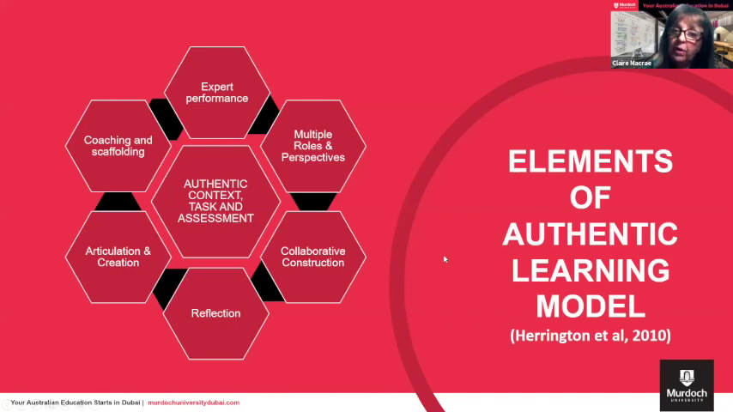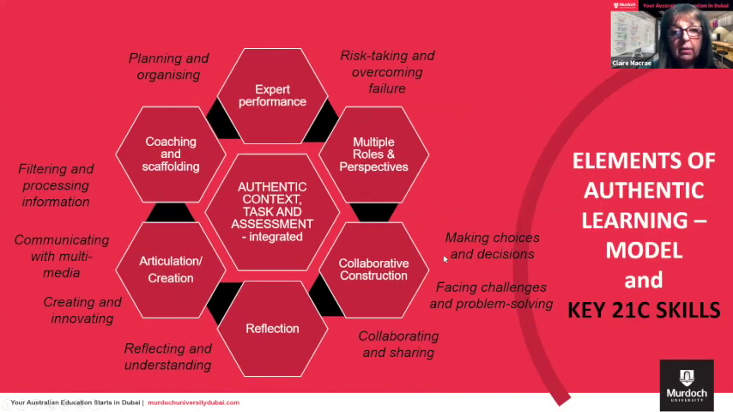Outline. And if we just very quickly look at the key 21st century skills, we can see obviously where there's a lot of parallel here. In collaboration, you'll find students making decisions and choices, problem solving, sharing, the reflection is there, one of those key skills. All the things to do with creating and articulating come through or use the skills of filtering and processing information, communicating with multimedia, and obviously innovating and creating. And in the whole notion of an authentic task, we have students planning, organizing, taking risks, and of course, overcoming failure when things don't work out.